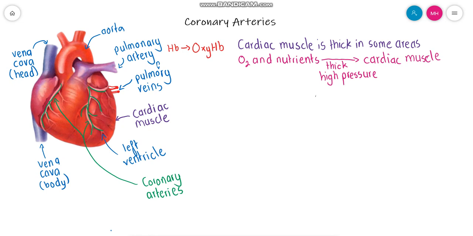Therefore there are coronary arteries, and as you can see, this one is branching out from the aorta. This one seems as if it's coming out from the pulmonary artery, but we said that the pulmonary artery carries blood that doesn't have a high content of oxygen. Therefore this would also be somehow linked to the aorta, which carries oxygenated blood. So these branch out from the aorta.